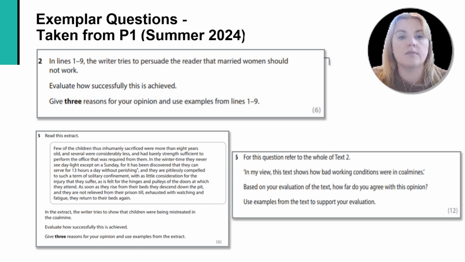That's really important. Question 6 also asks you to evaluate, but it's a longer, more in-depth response. Here, you need to justify your views more fully by looking at ideas, opinions, themes, intentions, and different viewpoints. So remember, 2 and 5 are about clear, structured judgments. 6 is where you really dig into the text and explain why the writer's choices matter.